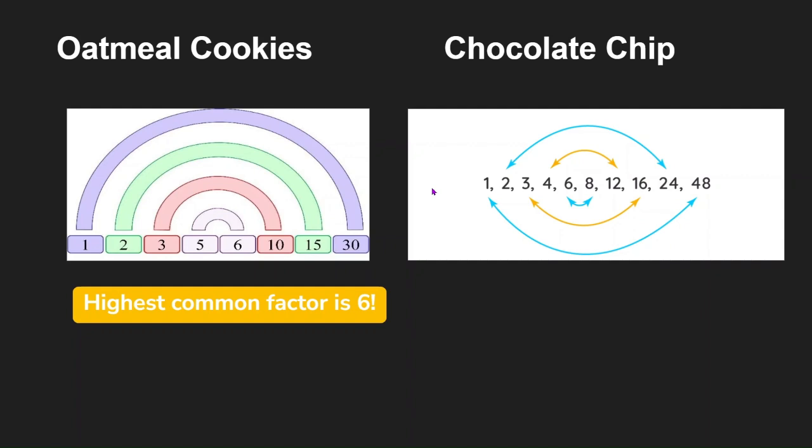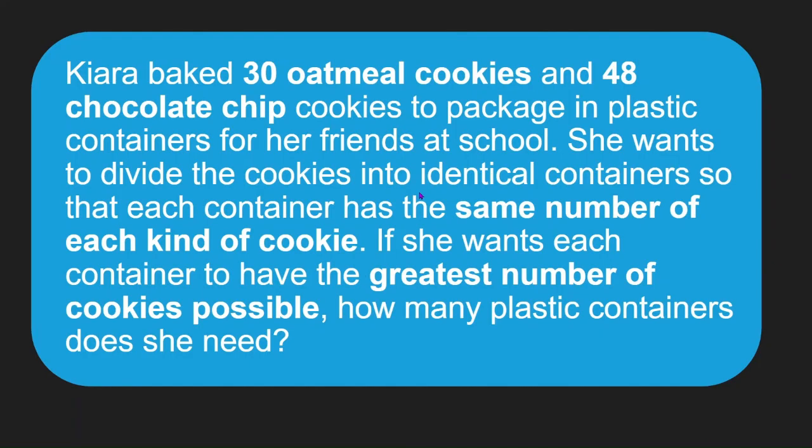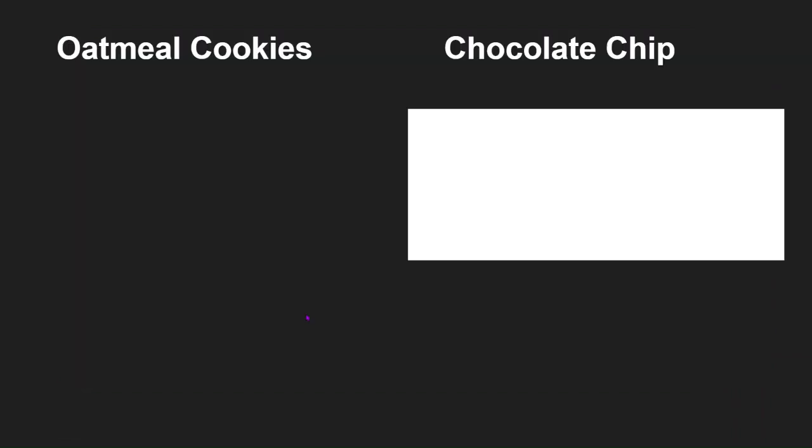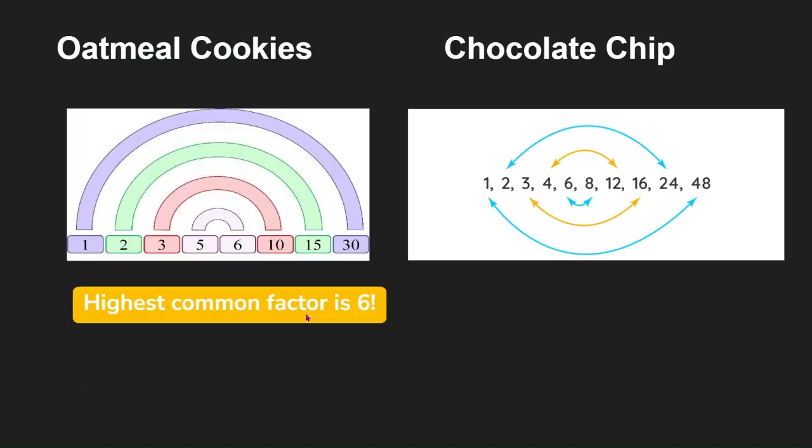Highest common factor is 6. But what does that mean? Is that 6 cookies? Is that 6 containers? I gave you a hint earlier. I'm going to go back to the question. That is the greatest number of cookies possible within each container. So, if we want to answer the question of how many containers does she need, first, how many cookies would be in each container? That is 6, right? There are 6 cookies in each container.